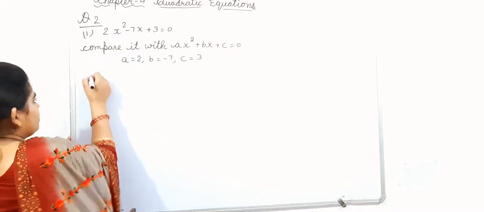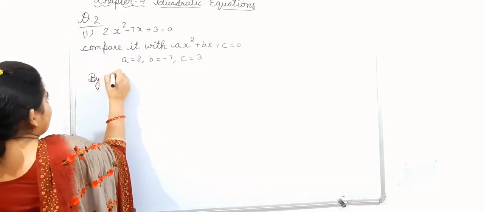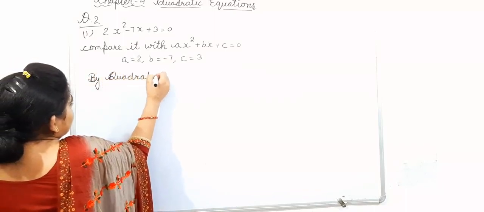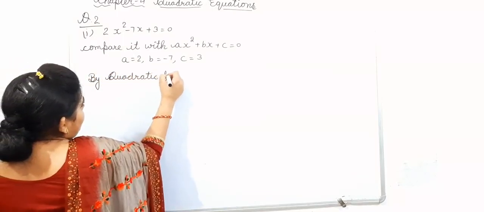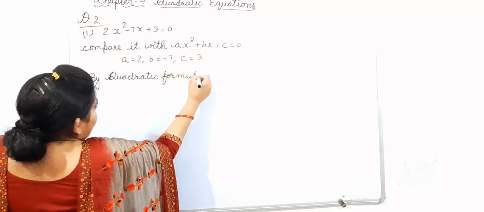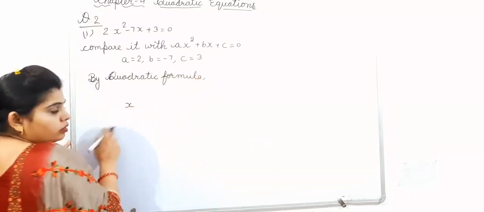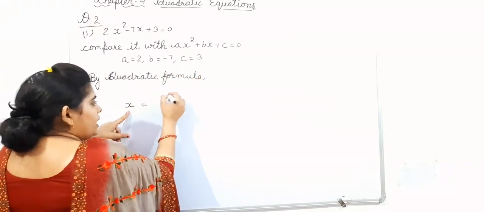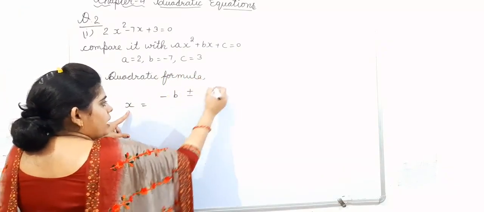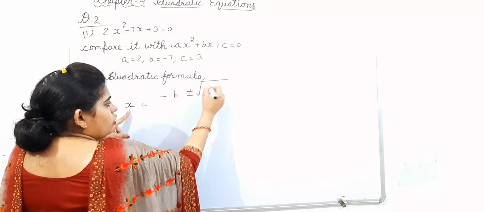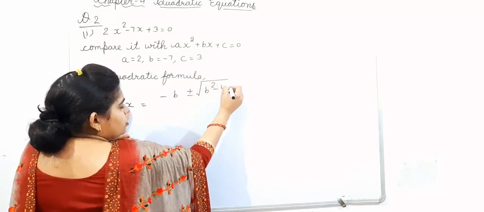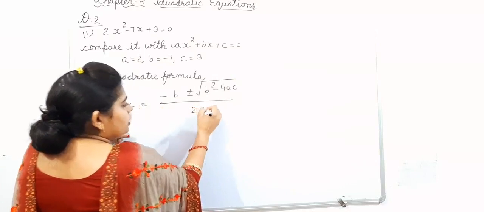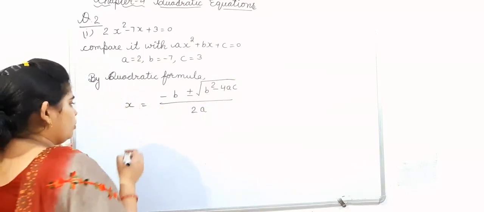Now by the quadratic formula, and what is the quadratic formula? The variable which we have to find is equal to minus b plus minus square root of b square minus 4ac divided by 2a. This is our quadratic formula.